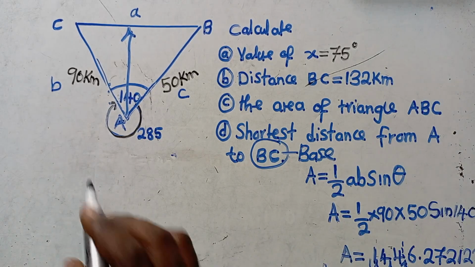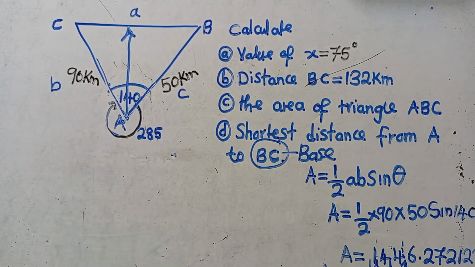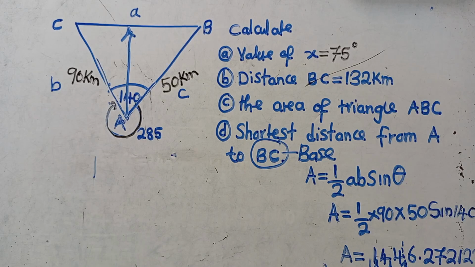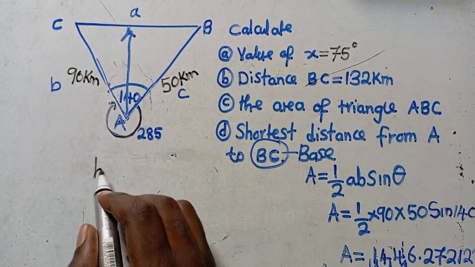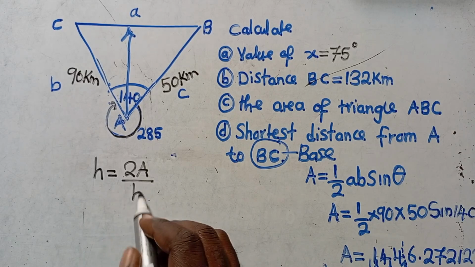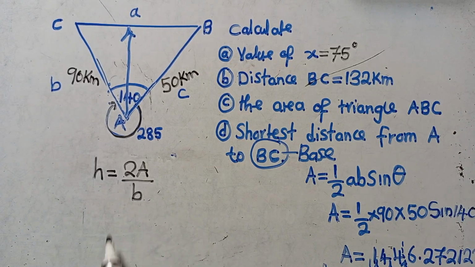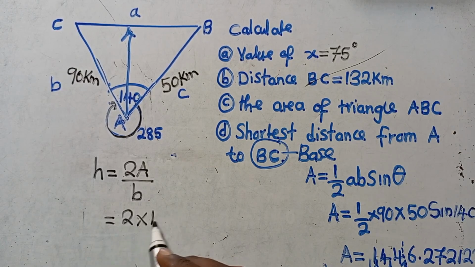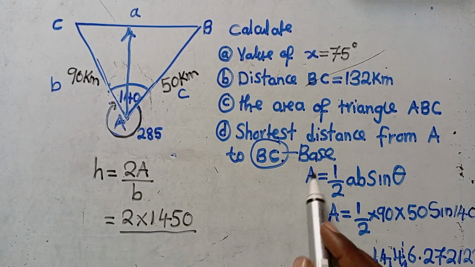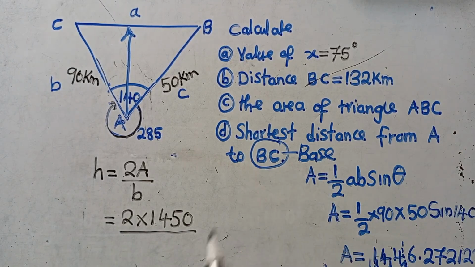The formula of the shortest distance is this one. This is the formula you need to understand. Shortest distance is equal to 2A over B, where this is 2 times the area. I'm just finding the area, that is the area like that. Then the base BC. What is BC?